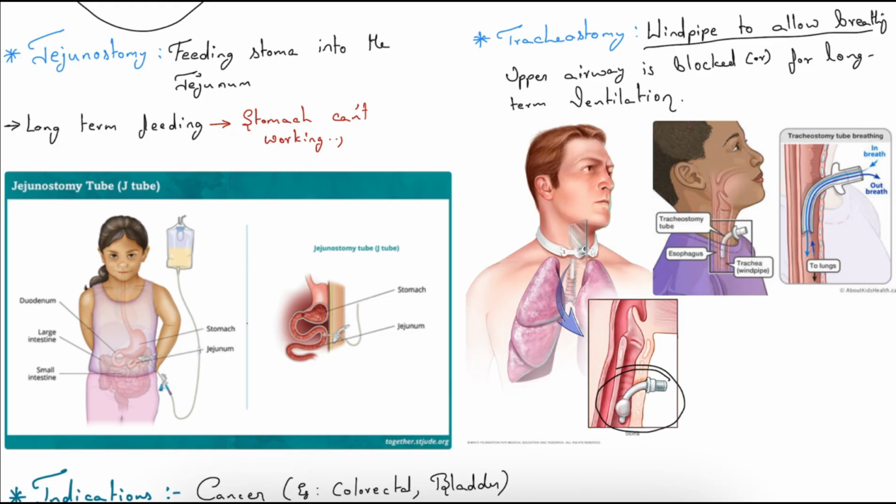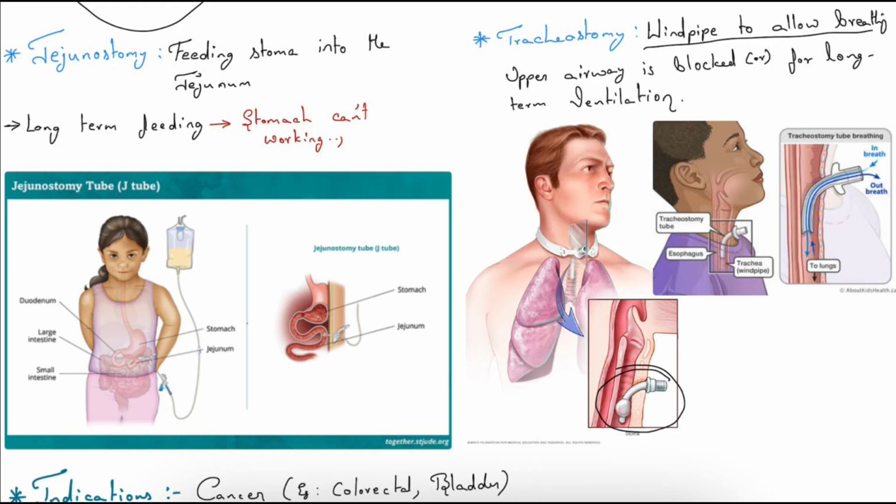Okay, next we have some classification. One is temporary stoma and permanent stoma. A temporary stoma can be reversed, for example loop ileostomy and loop colostomy, as we discussed before. Next, a permanent stoma can't be reversed, for example after abdominoperineal resection, or any end colostomy. Okay.